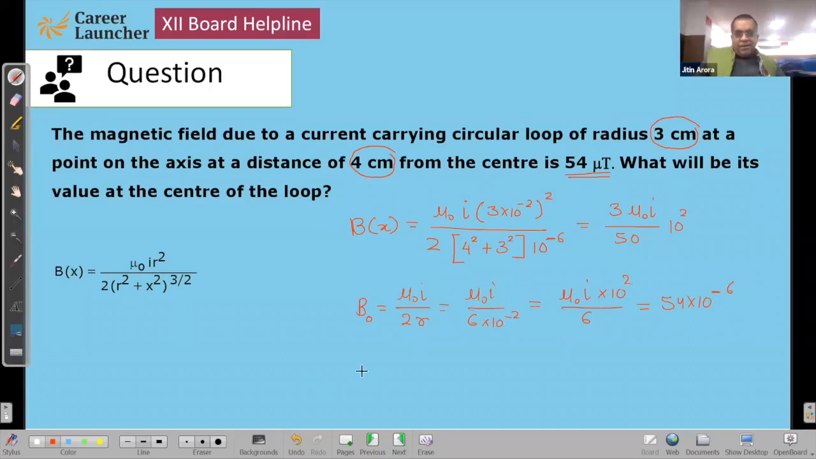Now if this value is 54 into 10 raised to the power minus 6, what do we have to find? We have to tell what will be its value at the center. The magnetic field due to a current carrying loop of radius 3 cm at a point on the axis has value 54 into 10 raised to the power minus 6. So we have to find the value of mu naught I into 10 square by 6. Now you can see that I can compare these two and find its value. So basically I first use this equation, and using this equation I can now write something, right.